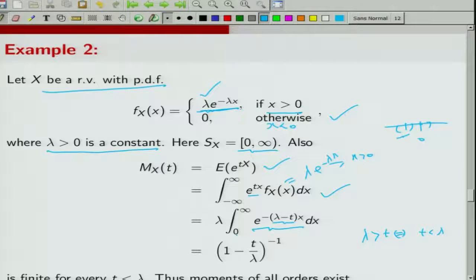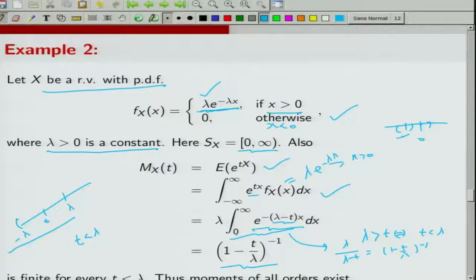And then if you look at this whole integral, this quantity becomes lambda, which was already there, lambda upon lambda minus t, which is nothing but (1 minus t by lambda) to the power minus 1. And that is what is done over here. But for this to exist, t should be less than lambda. So in fact, 0 was here, lambda was here, so I can always take that neighborhood of 0 to be minus lambda to lambda, because it exists for any t less than lambda. So it will exist for t belonging to minus lambda to lambda.